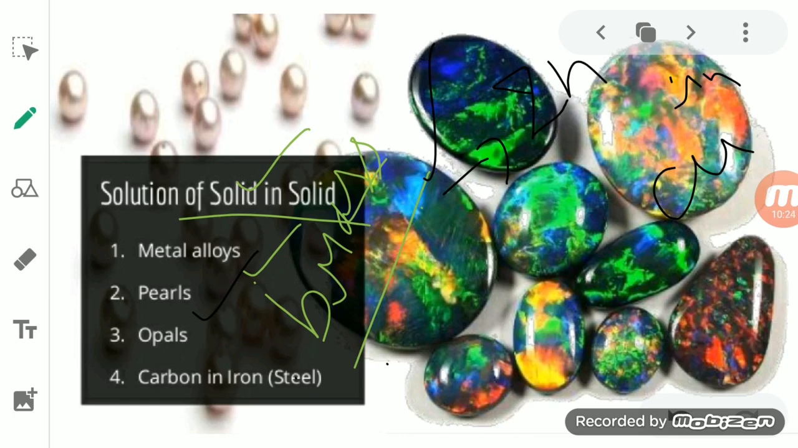Okay, so this is a type of solution in which solid is the solute, as well as solid itself is the solvent.